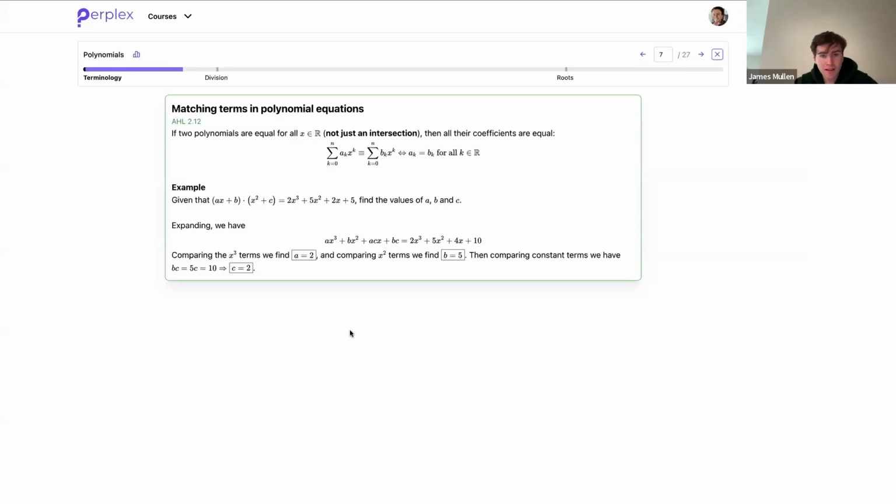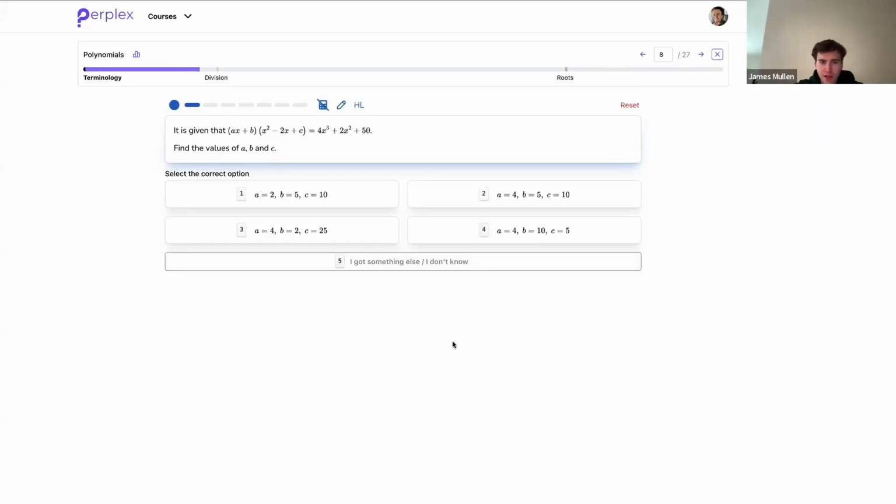If I were to expand all of that, I would get on the left-hand side ax cubed plus bx squared plus acx plus bc. And that's supposed to be equal to 2x cubed plus 5x squared plus 4x plus 10 for all x, okay? And that means that I can match the A with the 2, I can match B with 5, and I can match AC with 4, and BC with 10. And if I solve each of those, first I find A is equal to 2, and then that means that B is equal to 5, and then AC is, and I solve for all of the other variables like that, okay?